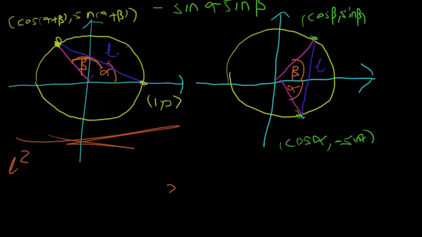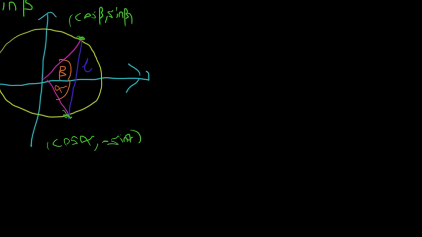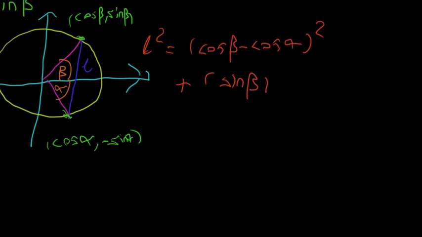Now we're going to do the same thing on the second picture over here. So now I will write what L is here. L squared is going to be the difference in x squared. It's going to be cos beta minus cos alpha, squared. Okay, so that's the difference in x plus the difference in y. That's sine beta plus sine alpha, squared. Okay, and let me expand that out and use a different color.